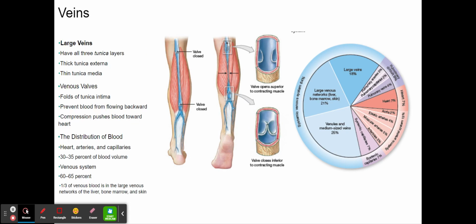Large veins include the superior and inferior vena cava and their branches within the abdominal, pelvic, and thoracic cavities. All large veins have three layers. The slender tunica media is surrounded by a thick tunica externa composed of a mixture of elastic and collagen fibers.